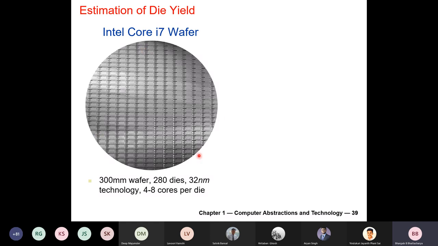What happens in chip manufacturing? This is called a wafer. It's a thin slice of silicon, circular in shape, very thin.